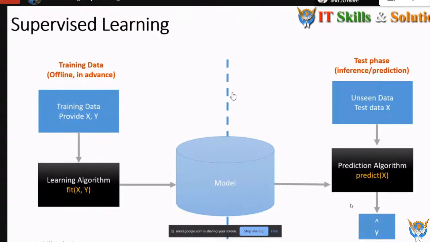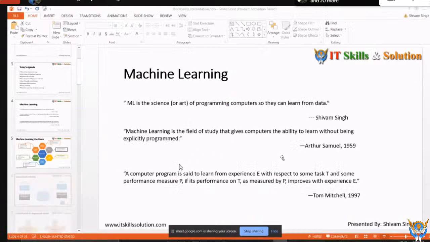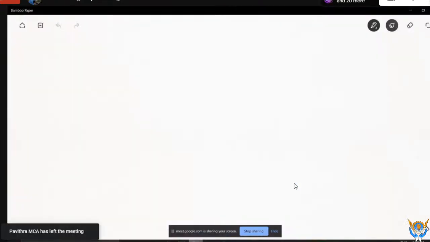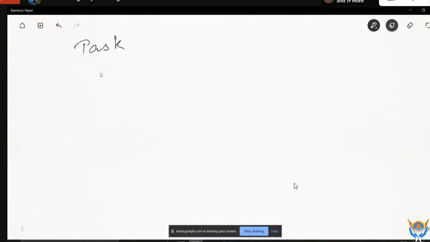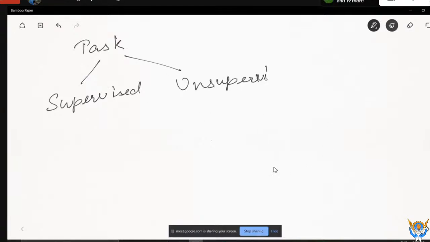Then there are some different kinds of tasks in machine learning. One of the tasks is supervised learning. So what is supervised learning? I can explain this with an example. There are basically two types of tasks in machine learning. One is called supervised learning and the other is called unsupervised learning.